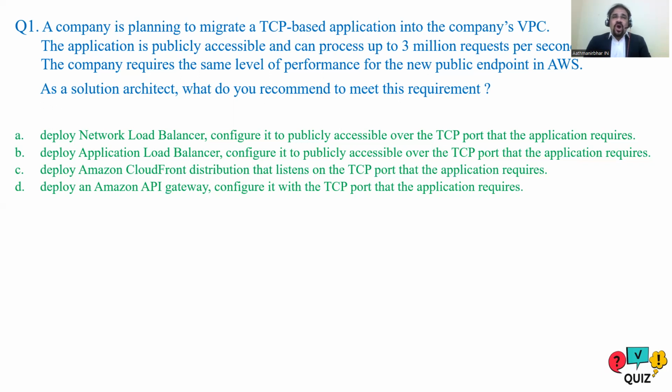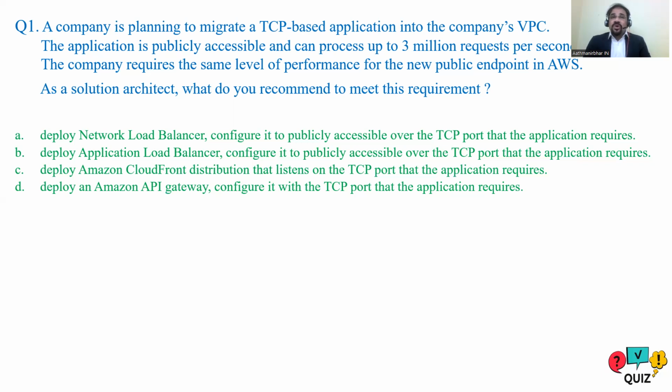Option B is application load balancer, configured to be publicly accessible over the TCP port that the application requires. Actually, application load balancer is used to route traffic in HTTP and HTTPS. So this is not made to work with TCP and UDP. So this option B is ruled out. This will not serve the purpose. Moreover, it will not work with TCP and UDP.